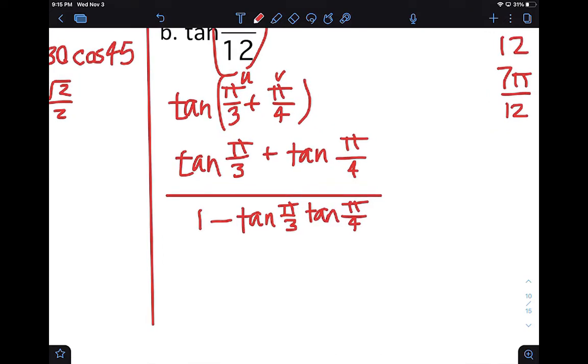Tangent of pi over 3, that's on the unit circle. That would actually be root 3 over 2 over 1/2. We're going to go ahead and say that that's square root of 3. We're kind of assuming that you already are comfortable with the unit circle and evaluating. Remember, tangent's your y value over your x. Tangent of pi over 4, that would be root 2 over 2 divided by root 2 over 2, which would actually come out to 1. Cleans itself up real nice.